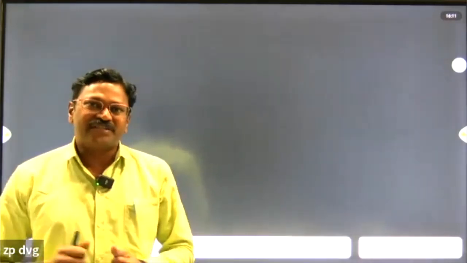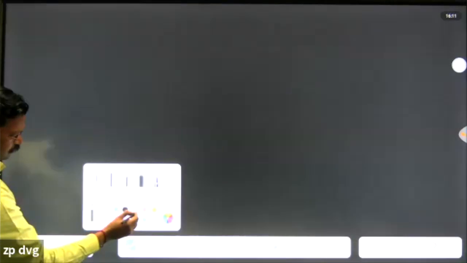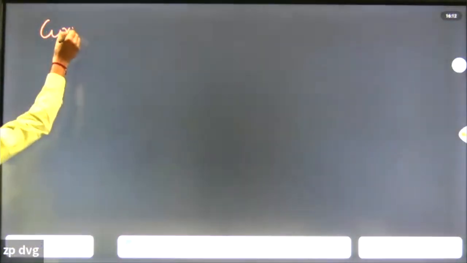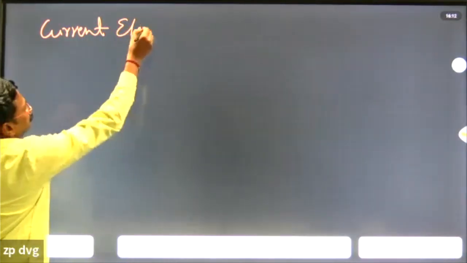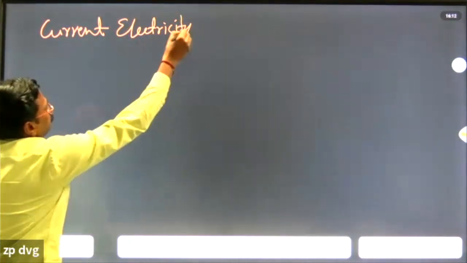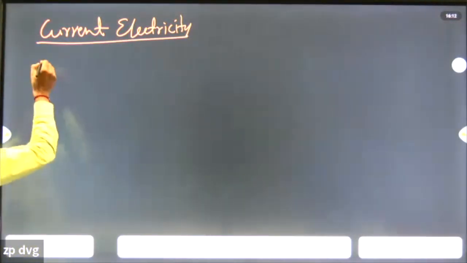In today's class, we are discussing the basics of electric current, terms such as resistance and resistivity, and finding out how resistance varies by changing the dimension of a body. When we change the dimensions of a wire, how does the resistance vary? We will discuss those concepts today. So, to start with, first let us try to understand what is meant by current.